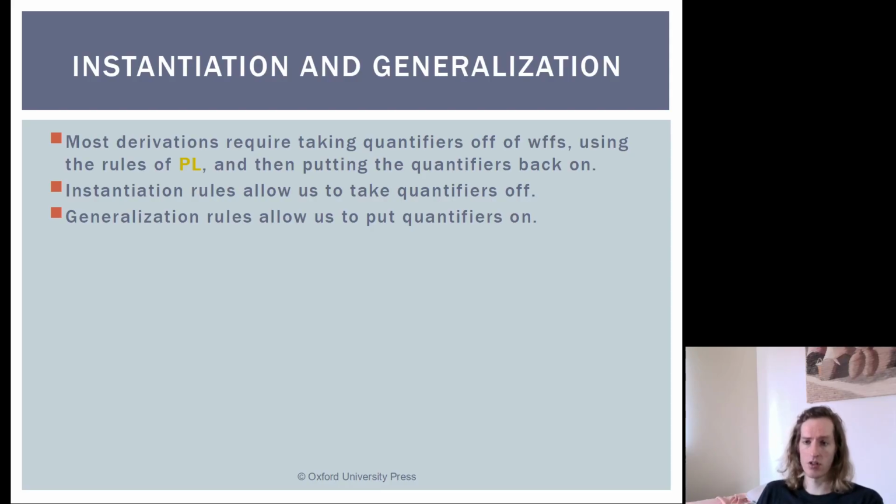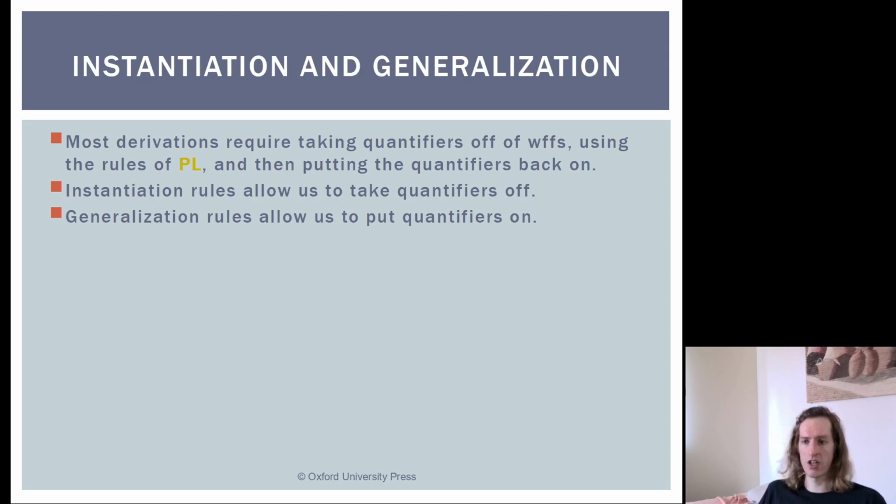So most derivations require taking quantifiers off of well-formed formulas using the same rules that we had with predicate logic, then putting the quantifiers back on. So a lot of the proof work that we'll do should be in familiar territory. The only really new step here to learn at first is how do I take the material out of being existentially or universally quantified, and then how do I put it back on if I need to at the end.